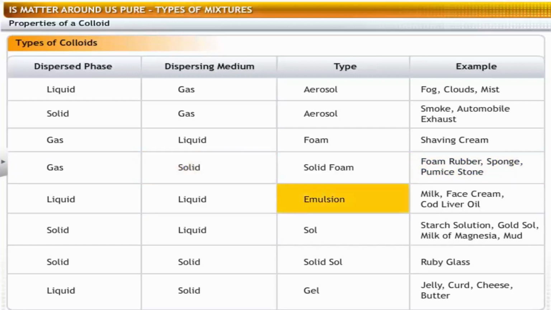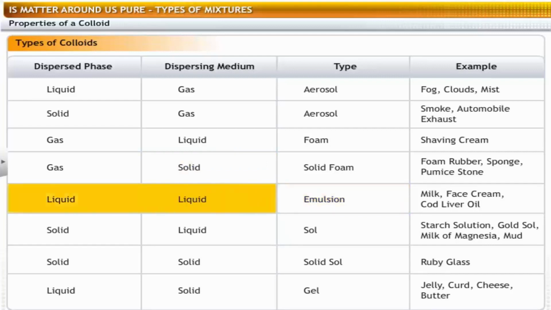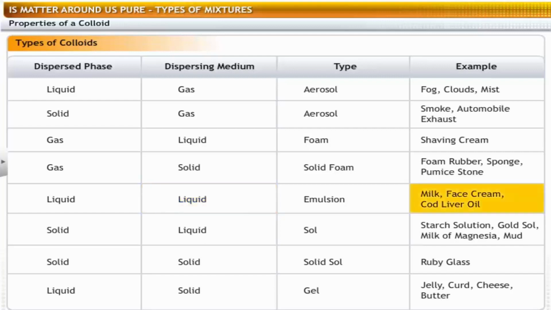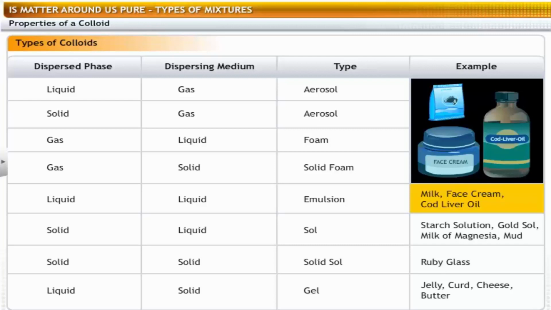An emulsion is a colloidal system in which both the dispersed phase and the dispersing medium are liquids. The liquid which is the dispersed phase is not miscible with the liquid that is the dispersing medium. Milk is an emulsion in which the dispersed phase is liquid fat and the dispersing medium is water. Face cream and cod liver oil are other examples of emulsions.